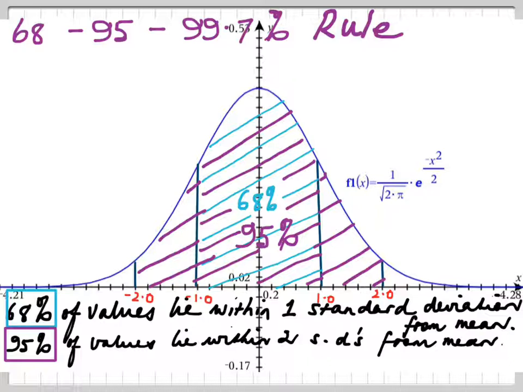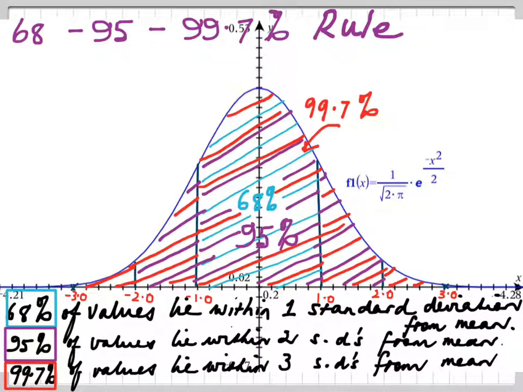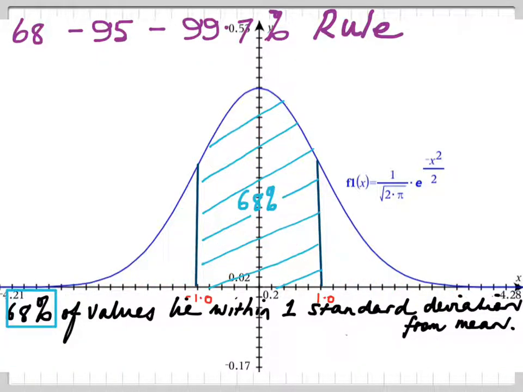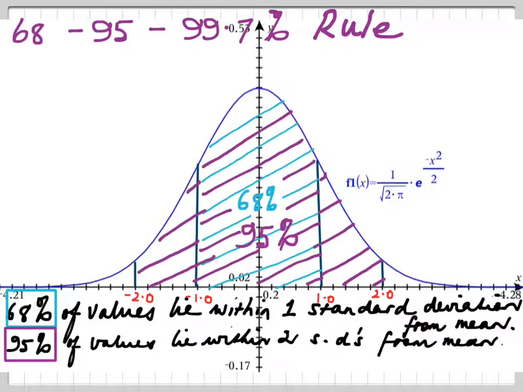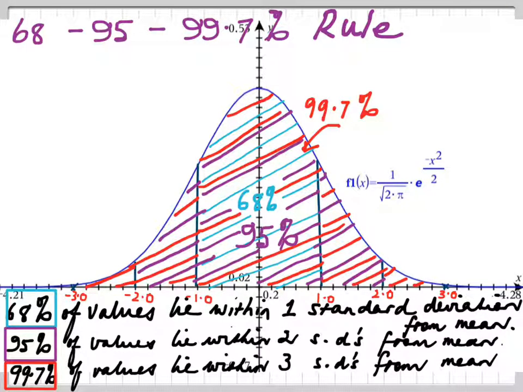95% of values lie within two standard deviations of the mean, which is nearly all of them. And then, finally, we know that 99.7% of all values lie within three standard deviations of the mean, which is nearly everything, okay? So that's how it works. Have a look at it again. You've got 68%, one standard deviation, 95%, two standard deviations, and 99.7%, three standard deviations either side of the mean.